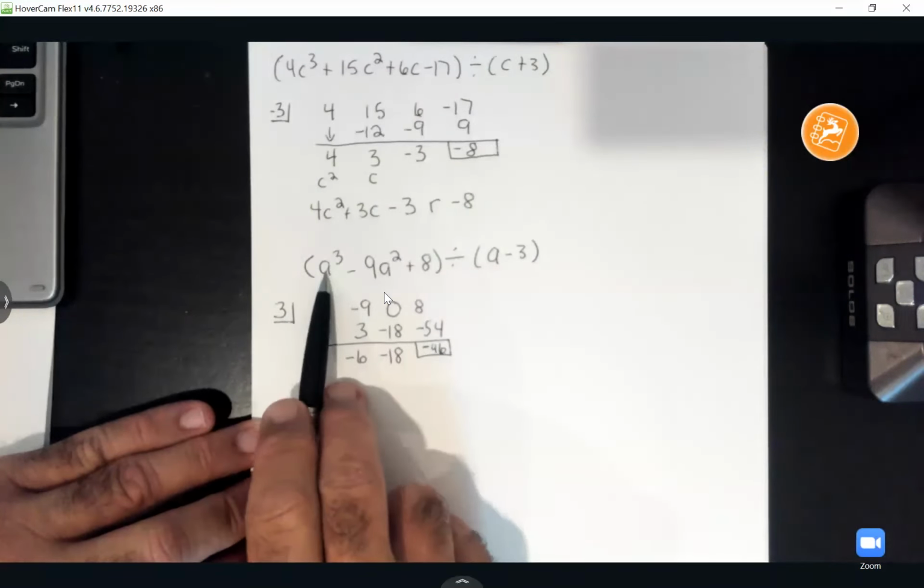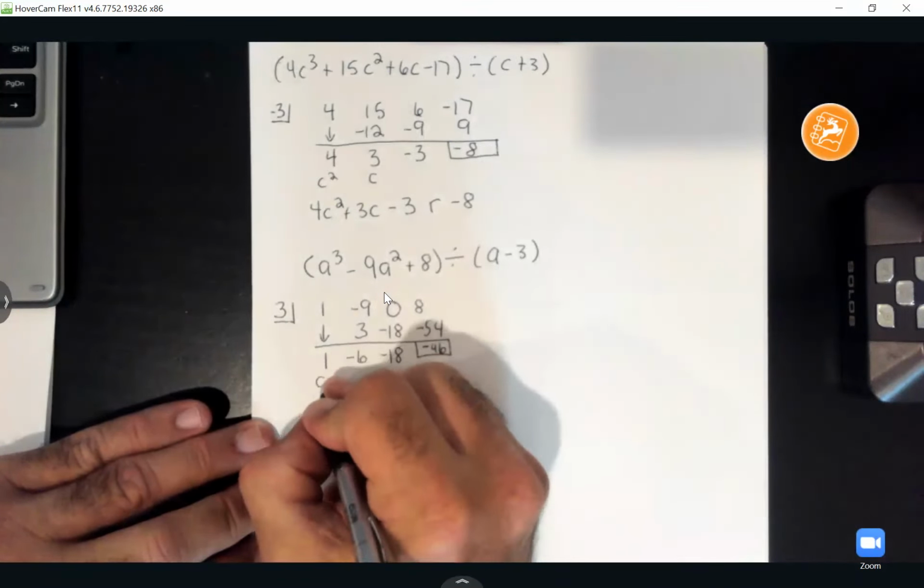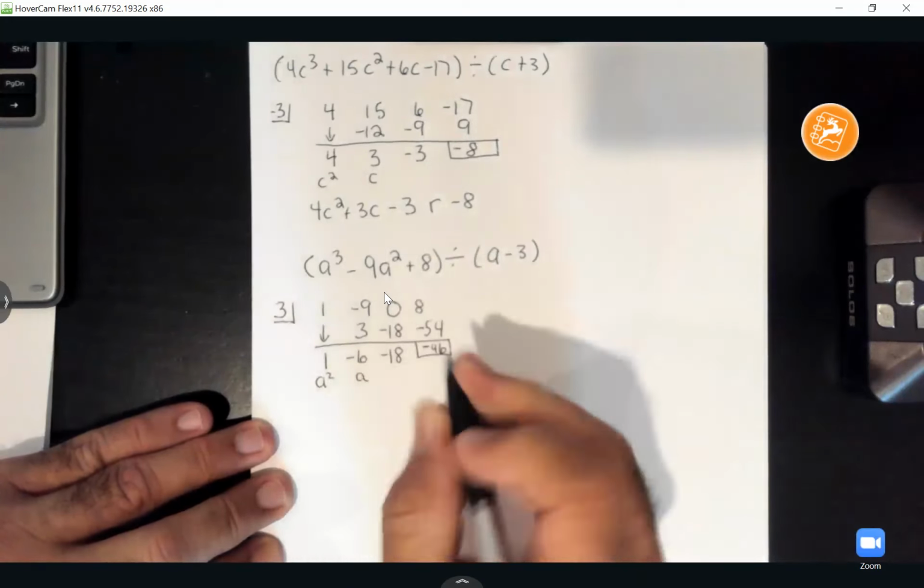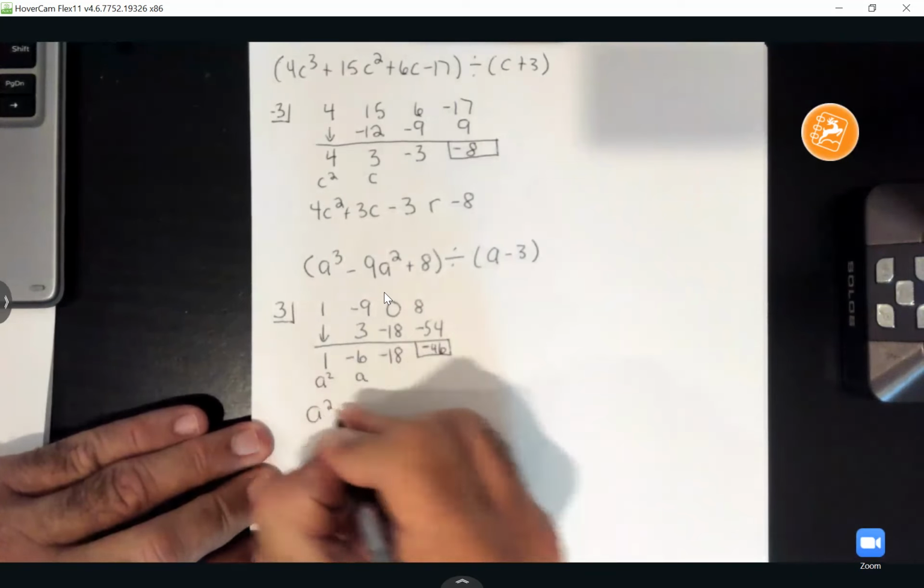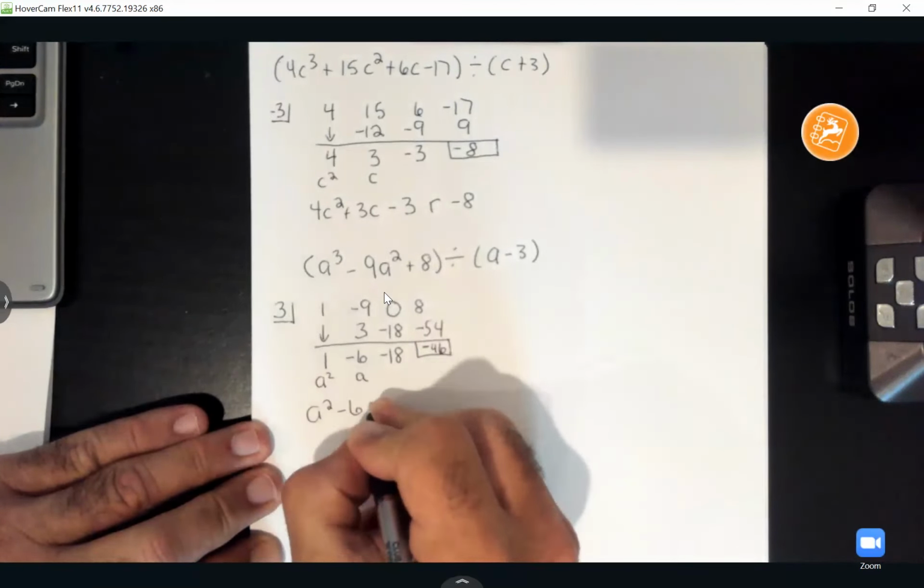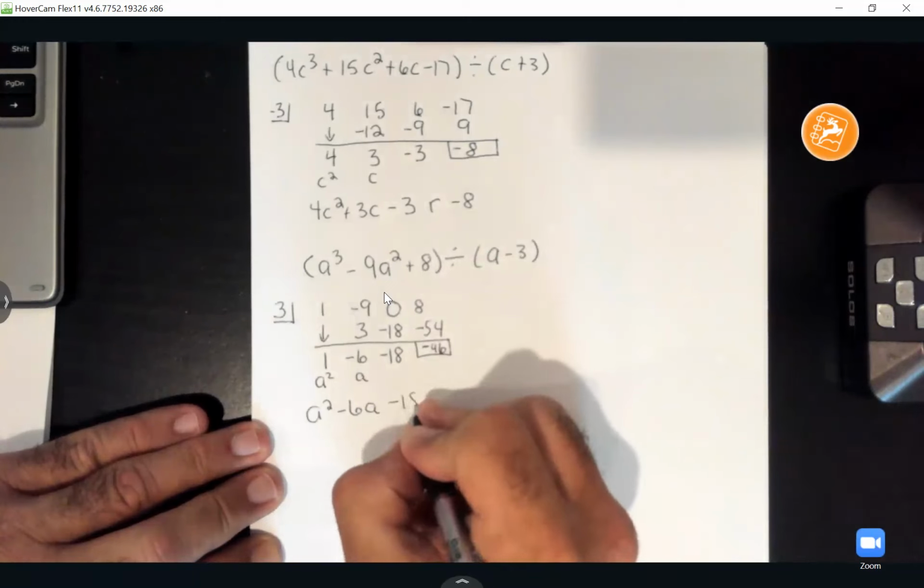So a negative 54 and a positive 8 give me what? A negative 46. All right, so remember, we start 1 degree less. So this is an a squared, an a, and then our number. So we got 1a squared minus 6a minus 18.